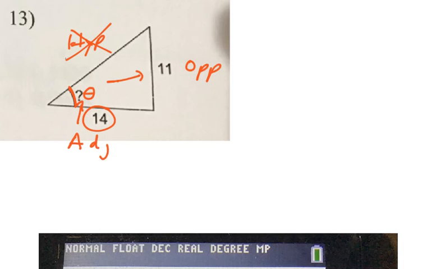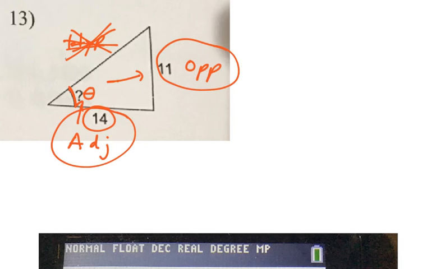Okay, let's do one more. Here's our theta. Notice the 11 is opposite of the theta angle. We're missing the hypotenuse up here. We're given right here, 14. See how it's right next to theta? That's what we mean by adjacent. So since we don't have the hypotenuse, what uses opposite and adjacent?